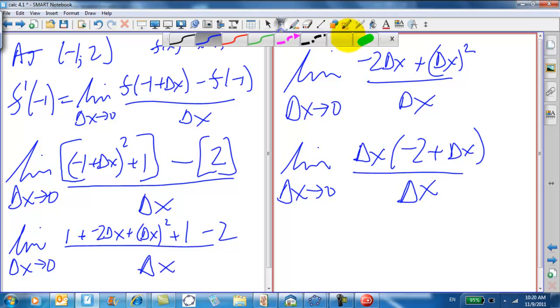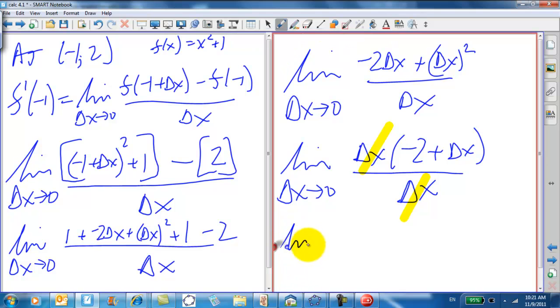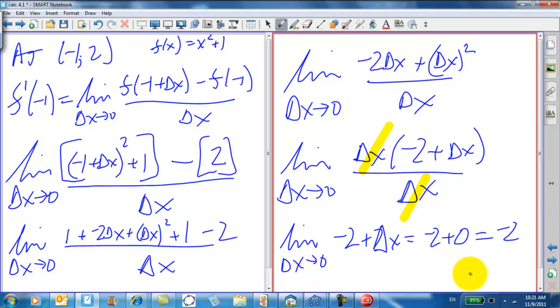Finally, those cancel out. Up to this point, if we had tried to evaluate the limit, we would get disappointment because we get 0 over 0. But now the limit as delta x goes to 0 of negative 2 plus delta x is just negative 2 plus 0, or negative 2, indicating that the slope of the tangent line equals negative 2 at x equals negative 1. Let's look back at our diagram to check.